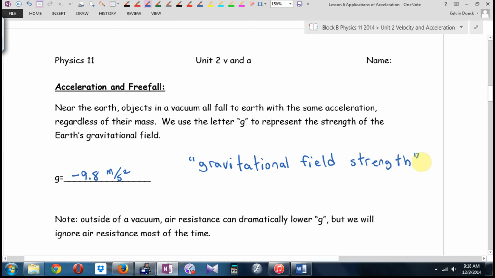Outside of a vacuum, air resistance for a feather or for a piece of paper can dramatically lower g. But we're going to ignore air resistance most of the time. In fact, if I'm talking about dropping an object, unless I say different, let's assume it's this thing: nice and round, aerodynamic, and heavy enough that air resistance really isn't going to play a big role. Okay?